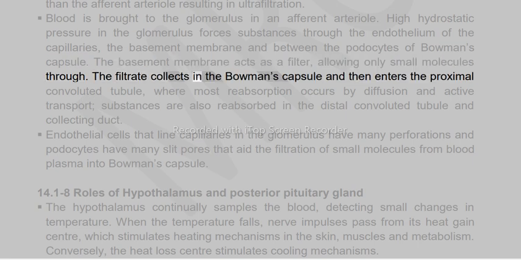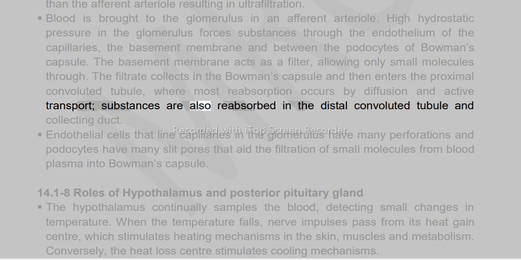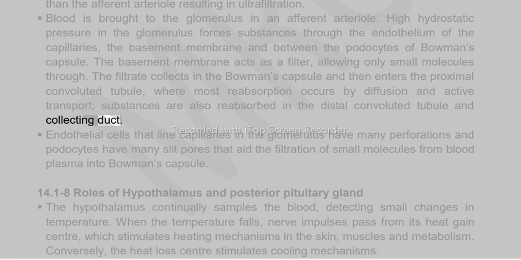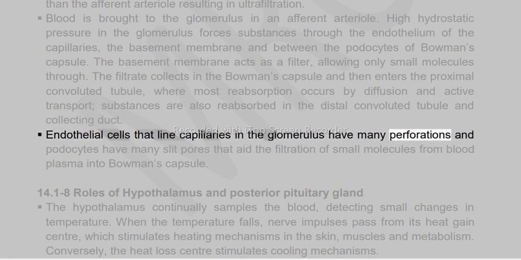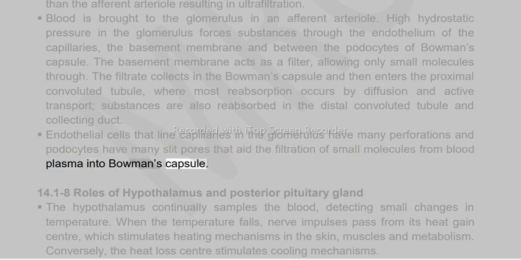The filtrate collects in the Bowman's capsule and then enters the proximal convoluted tubule, where most reabsorption occurs by diffusion and active transport. Substances are also reabsorbed in the distal convoluted tubule and collecting duct. Endothelial cells that line capillaries in the glomerulus have many perforations, and podocytes have many slit pores that aid the filtration of small molecules from blood plasma into Bowman's capsule.